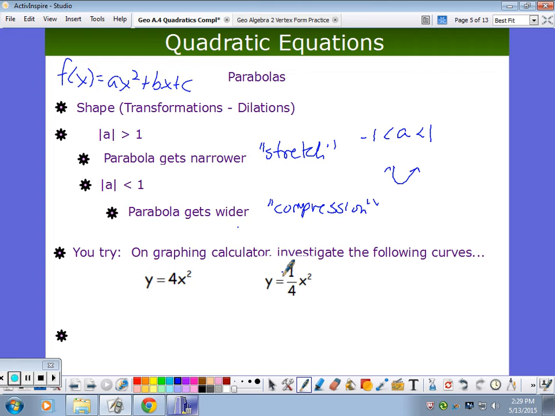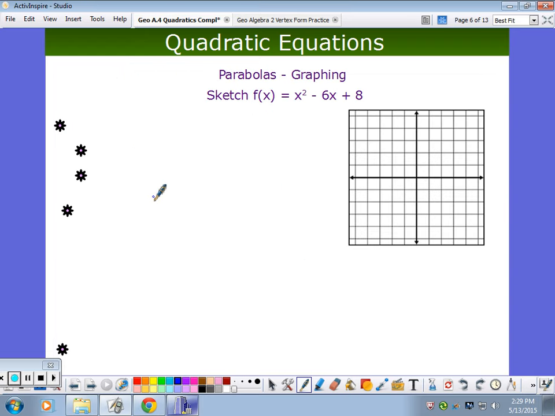What would happen if I put a negative here? What's it going to do? It's going to make that reflection across the x-axis. So this is what I mean by transformation. We're going to be working a lot with transformation next class. Yay! Okay, let's review the graphing.